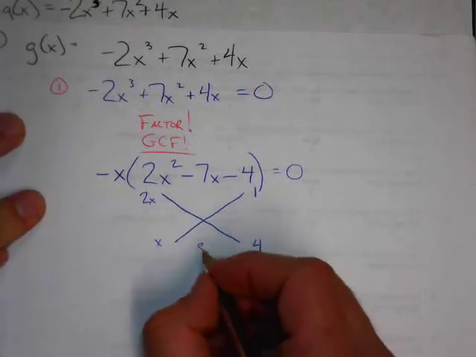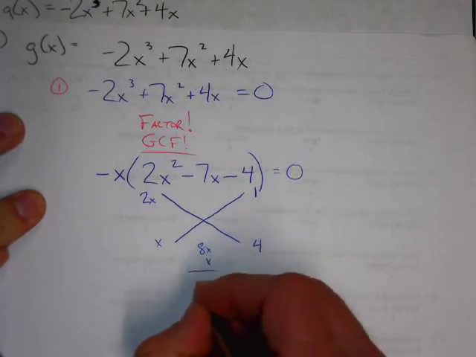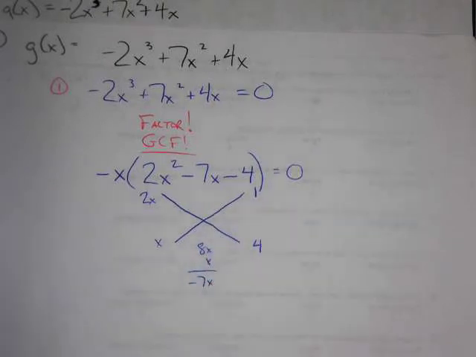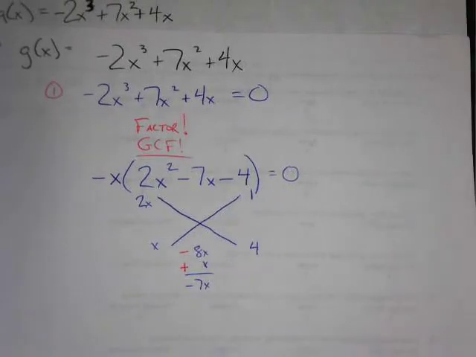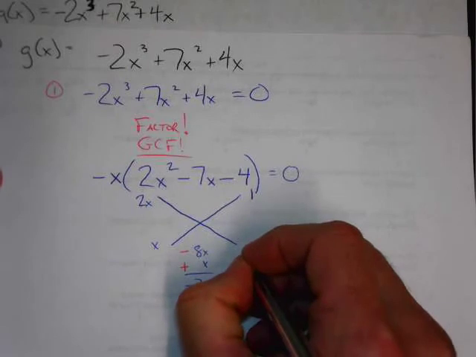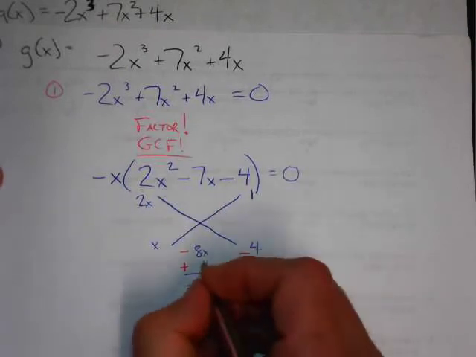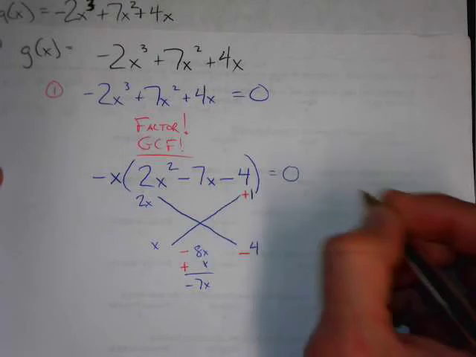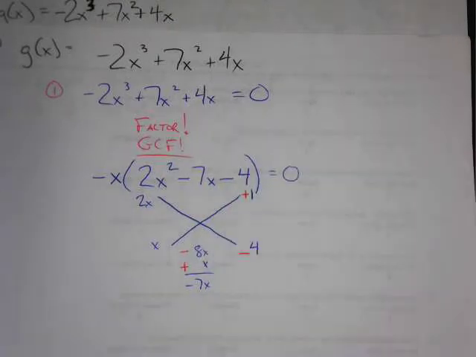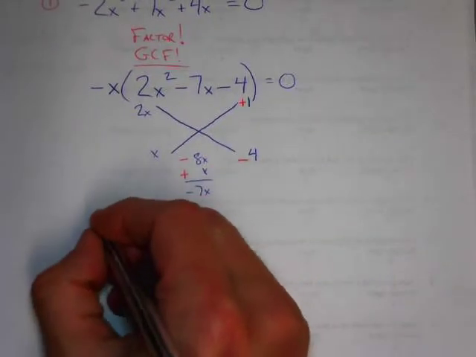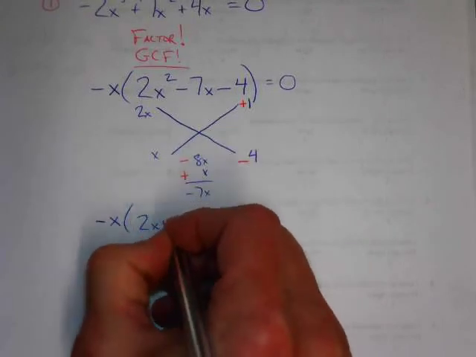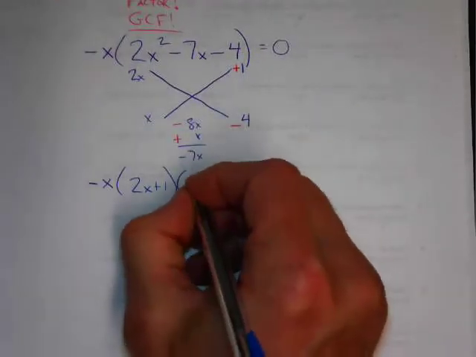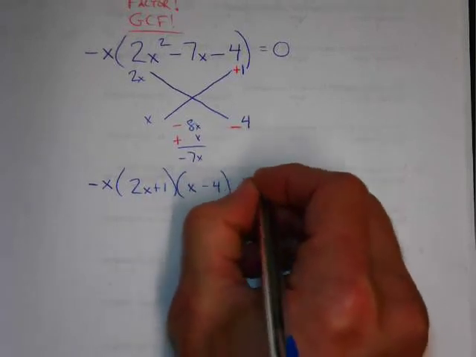Multiply across my lines. I got 8x here. Multiply, I got my x here. How can that add to a negative 7? If and only if my 8 was negative and my 1 was positive, I would be good to go. So that means my 8 was negative, and where'd the 8 come from? Here. My 1 was positive, where'd the 1 come from? Here. I now know that I have factored this trinomial. So the completely factored form is negative x times 2x plus 1 times x minus 4. And that's what's equaling 0.